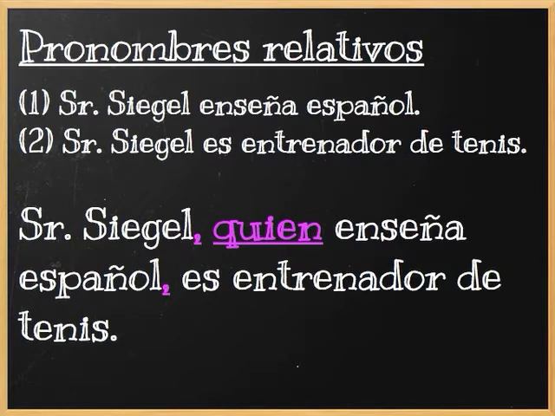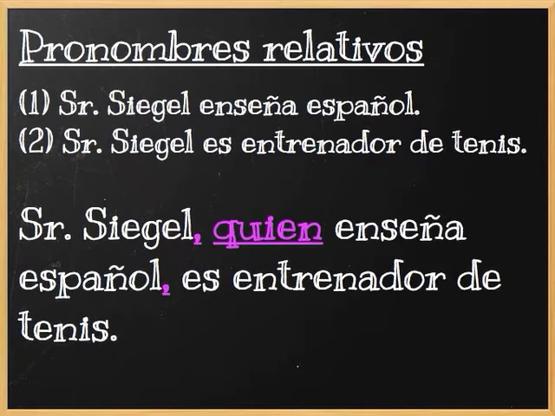So here I have two statements, okay? Señor Siegel enseña español, okay? Then the second thing I said is Señor Siegel es entrenador de tenis, okay? So we have two separate things. Señor Siegel, he teaches Spanish, and he's a tennis coach. So how do we combine Señor Siegel enseña español and Señor Siegel es entrenador de tenis? I want to make one statement. Instead of saying these two separate things, I want to put them together into one.